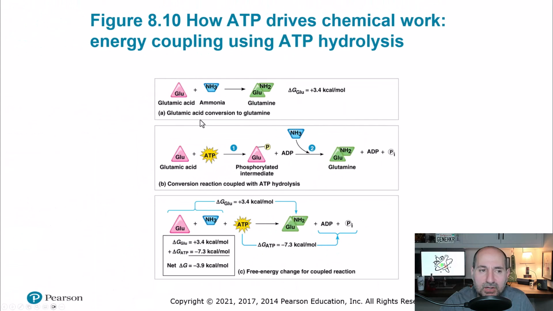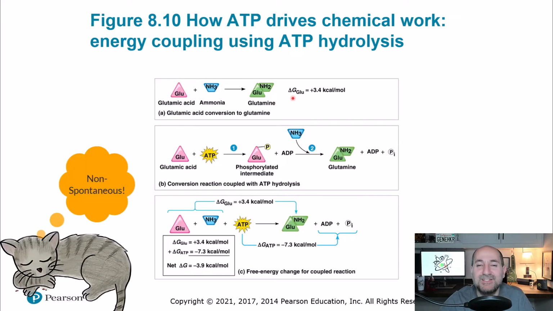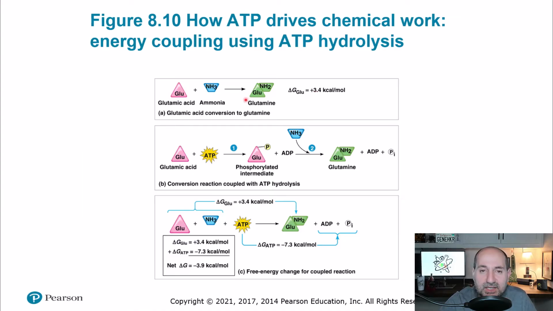What do we know about reactions with a positive delta G? Are those spontaneous or non-spontaneous? That's right, Wicket. Non-spontaneous. So if the cell is to make glutamine, it's going to need some energy to do that. Otherwise, without some source of energy, the cell's not going to be able to make glutamine. Does that make sense?